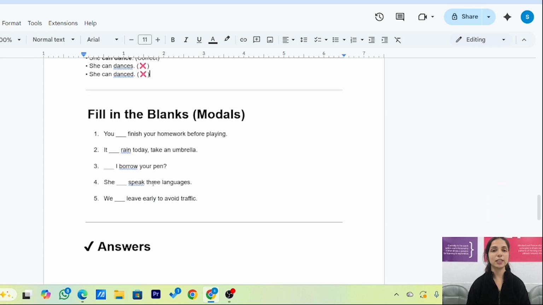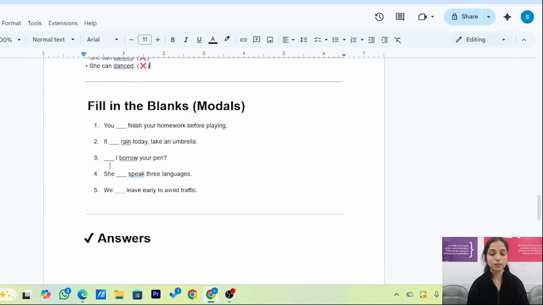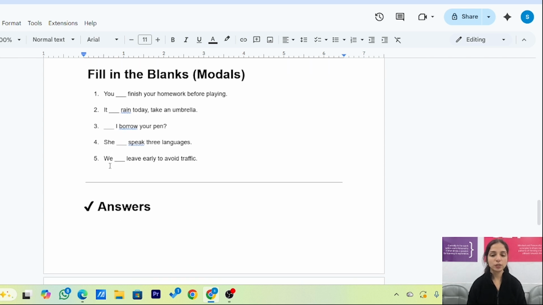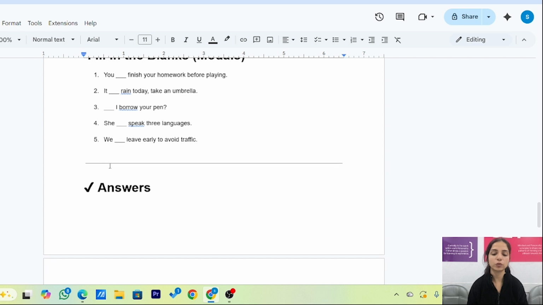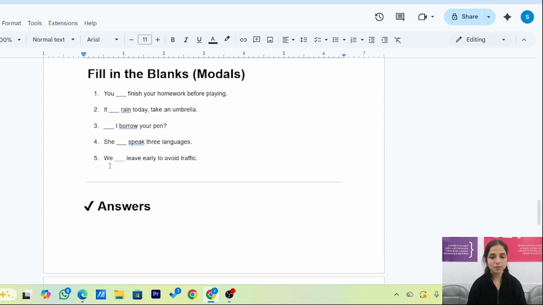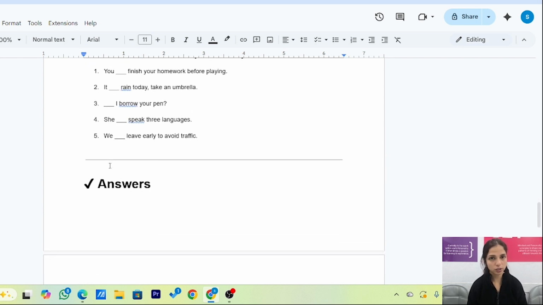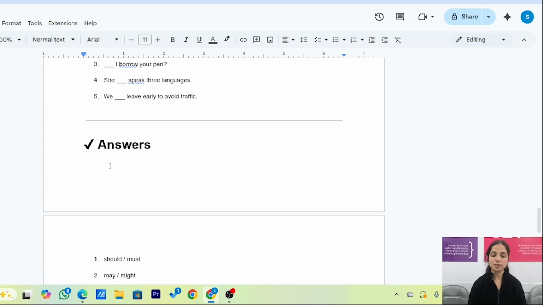Next is fill in the blanks. As always, we practice a few examples, and I always tell you to practice so many by your own at your home and let us know. So the first fill up we have to do here is: you dash finish your homework before playing. It easily says that आपको अपना homework finish करना चाहिए खेलने से पहले. This can be a suggestion also. This can be a compulsion also. हो सकता है आपकी मम्मा कह रहे हैं कि खेलने से पहले करना ही करना है खत्म या हो सकता है वो कह रहे हो कि बच्चा आपको करना चाहिए.